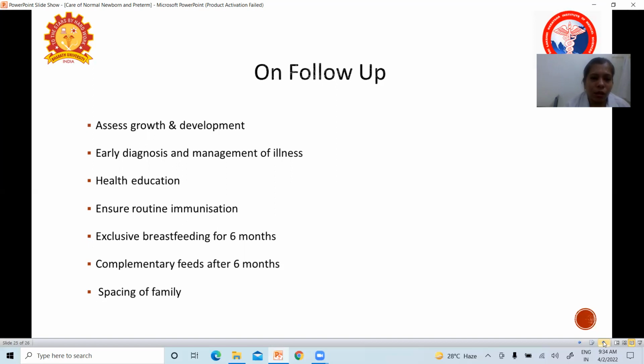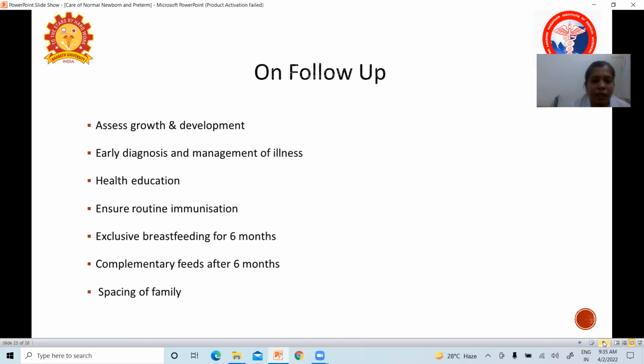Then health education to the mother regarding the baby and maternal care. We have to provide proper health education to all the family members. Then we have to ensure routine immunization. The first immunization we should give before discharging the baby: the birth vaccines, BCG, OPV, and hepatitis B.